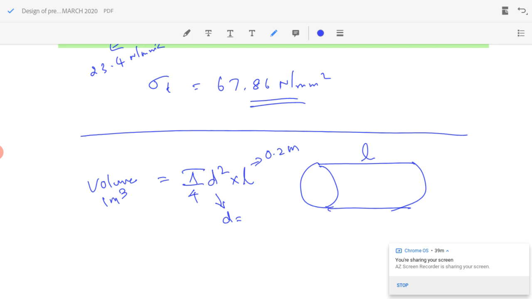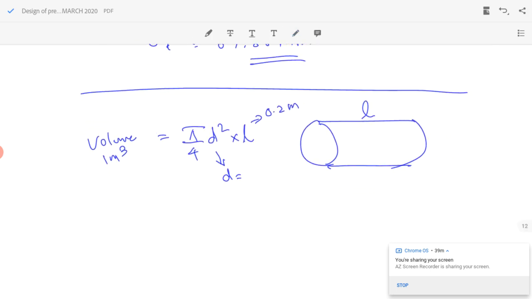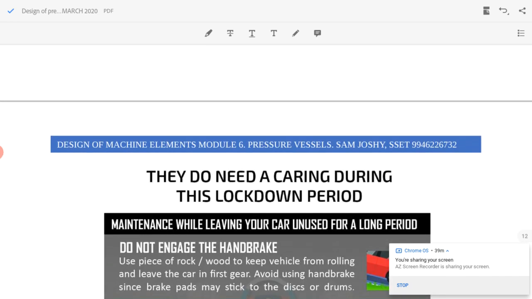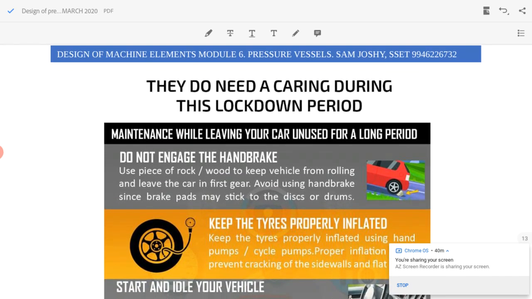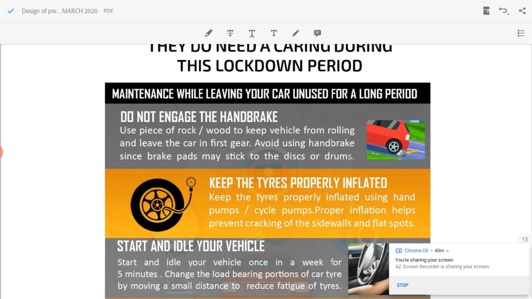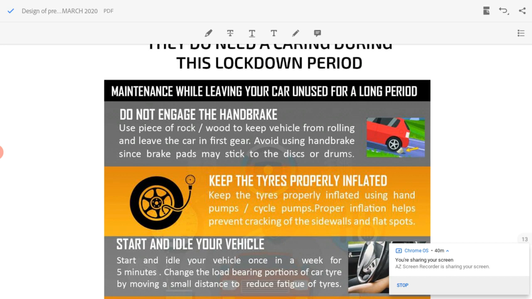So you do your problems, study well. And this season we have an epidemic disease, COVID-19. So you maintain your personal hygiene, and in addition to personal hygiene, take care of your vehicles parked in your car porch. And this is a message issued in public interest.